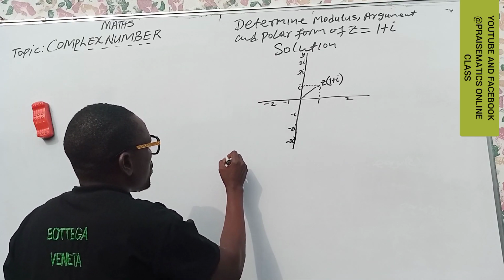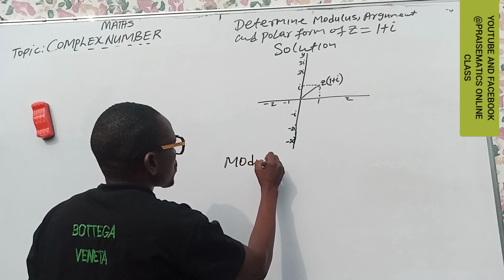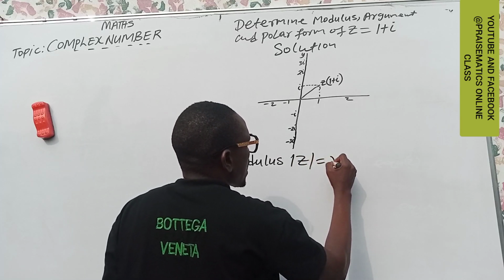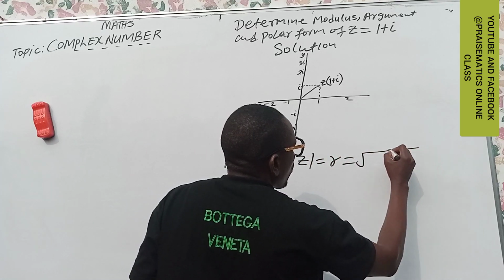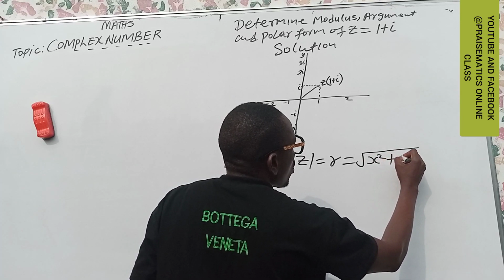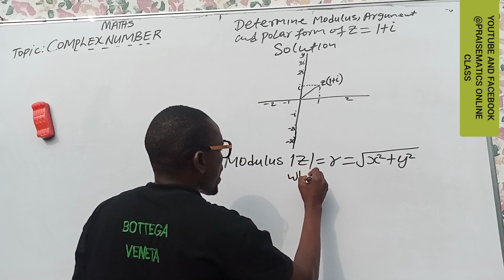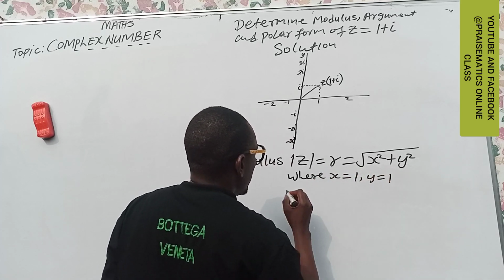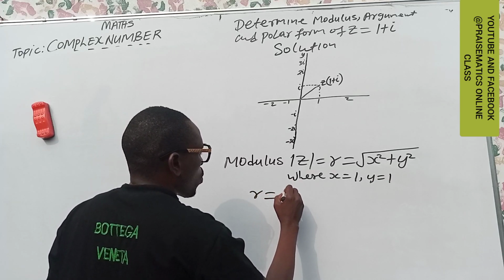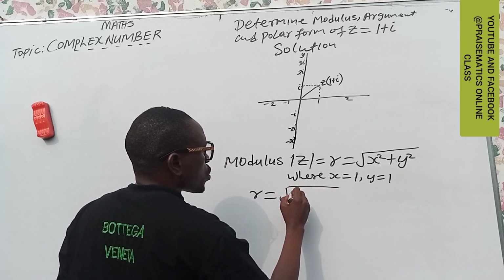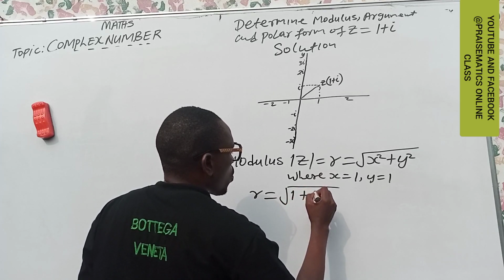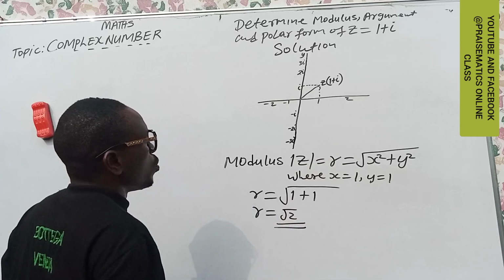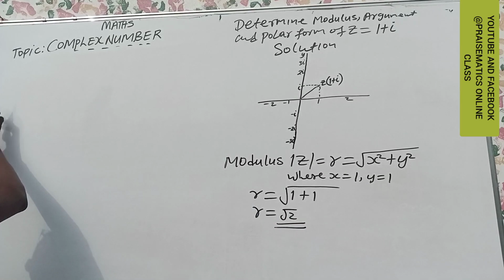First of all, we are going to determine the modulus. The modulus of z, which is the same thing as r, is the square root of x squared plus y squared, where our x is equal to 1 and y is also 1. So our modulus r is equal to the square root of 1 plus 1, which is root 2. So that is the modulus of this.